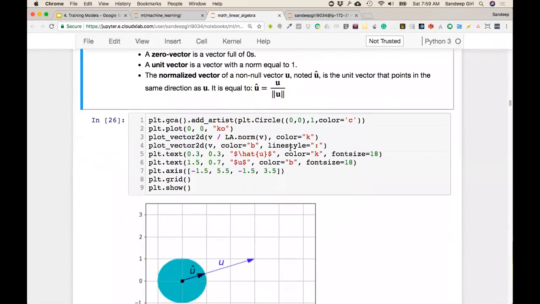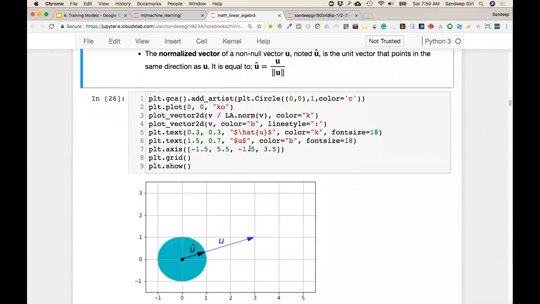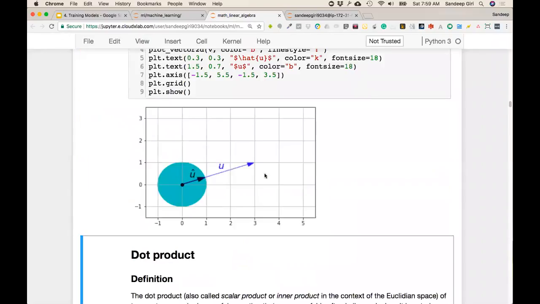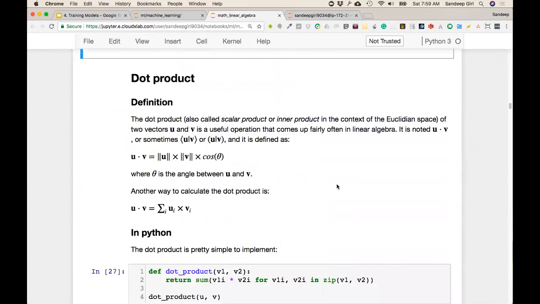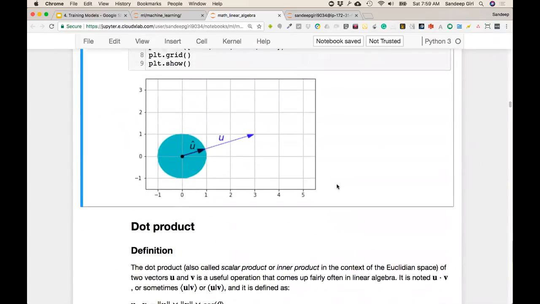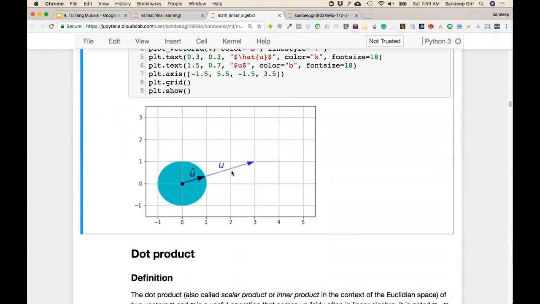Okay, so this is how it will look. Now I hope this is clear to you. So the normalized vector would point in the same direction as u, just that it will be of unit distance. You can see this is of one length.